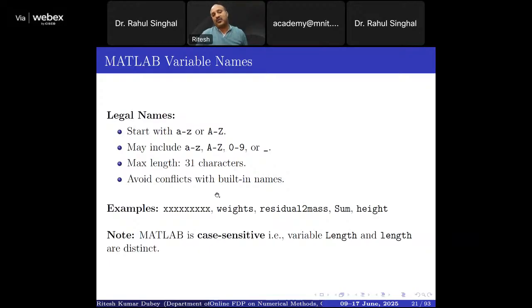And one should not try to define a variable name which is already in the list of built-in variable names. For example, don't use the variable name eps, because eps is already a built-in variable in MATLAB. Similarly, don't use the variable name pi, because that is also there in MATLAB. Probably it won't give you any error when you do it, but if you are using pi somewhere else in your entire program, maybe that will get affected, because there is a concept of local and global.